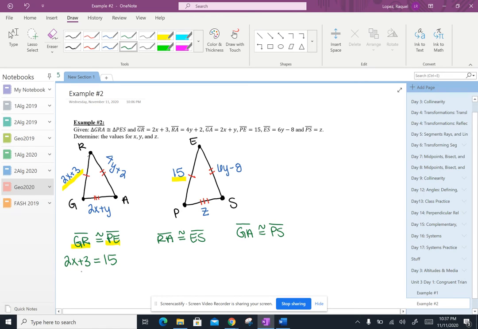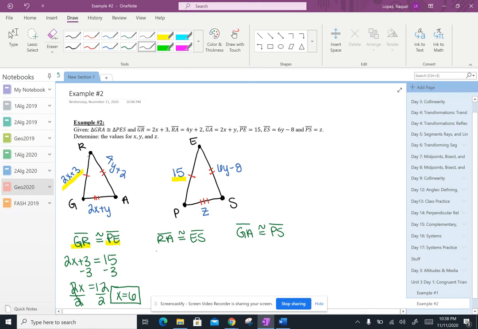So let's go ahead and do that. I'm going to subtract 3 on both sides, and I get 2x equals 12. Divide both sides by 2, and we get that x equals 6. So I've solved for one of my variables. Okay, let's keep this up.